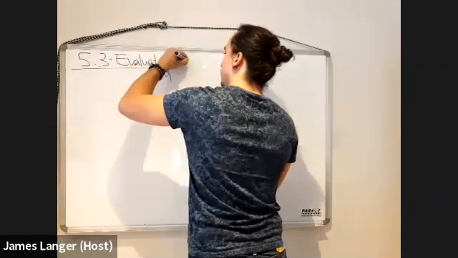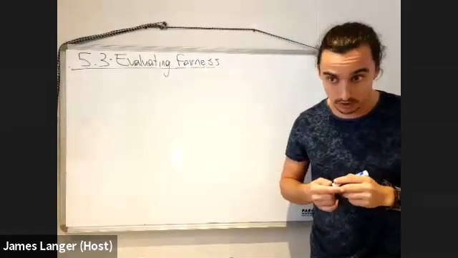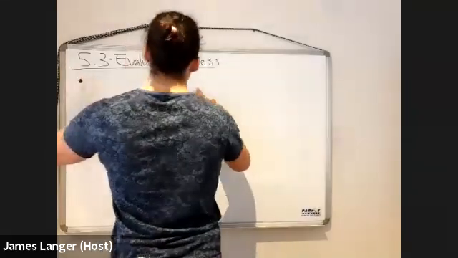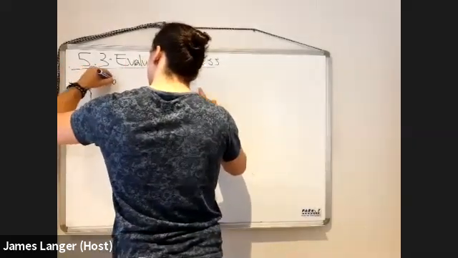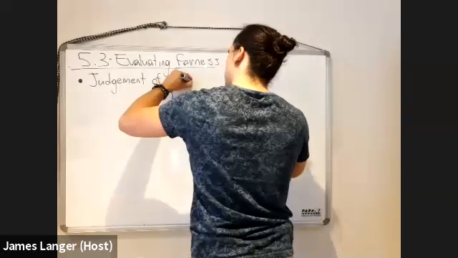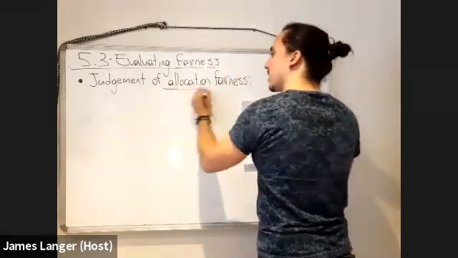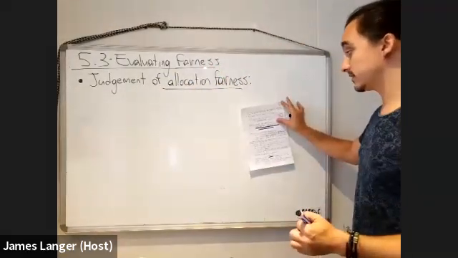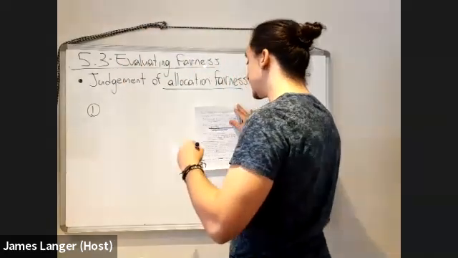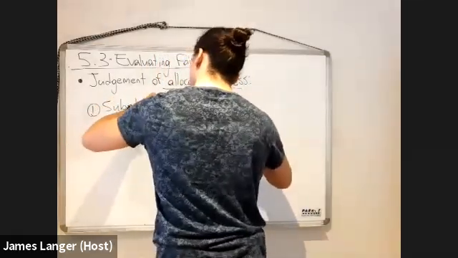Evaluating fairness. And some of this is in your notes. Remember the definitions are mostly in your notes. You can always look at this. So when we come to judgment of allocation fairness, there are two types of judgments that we're going to make. We're going to make substantive judgments.